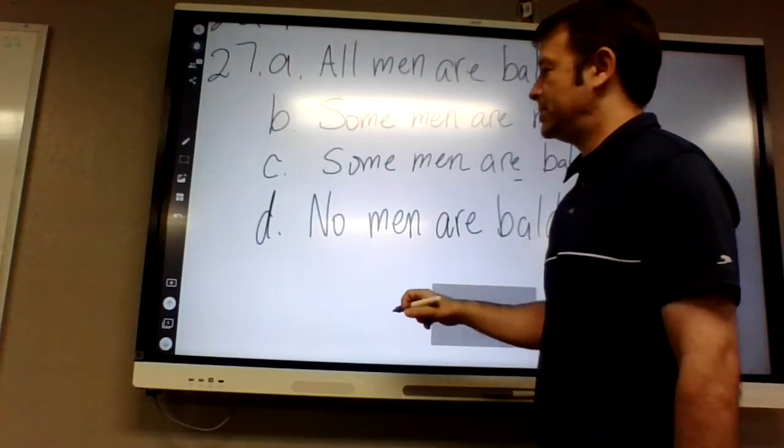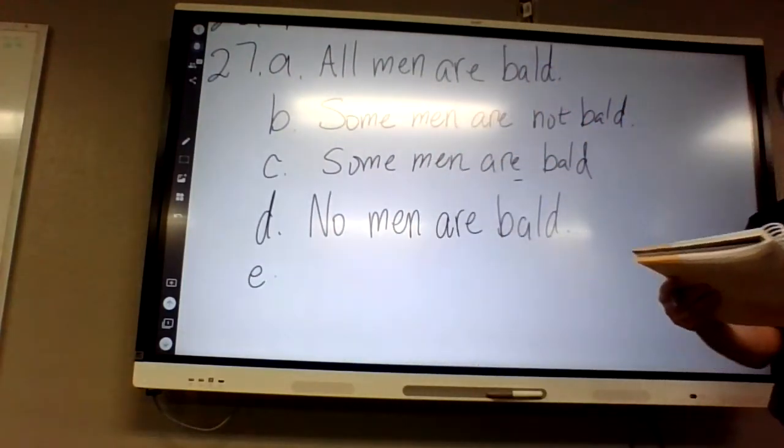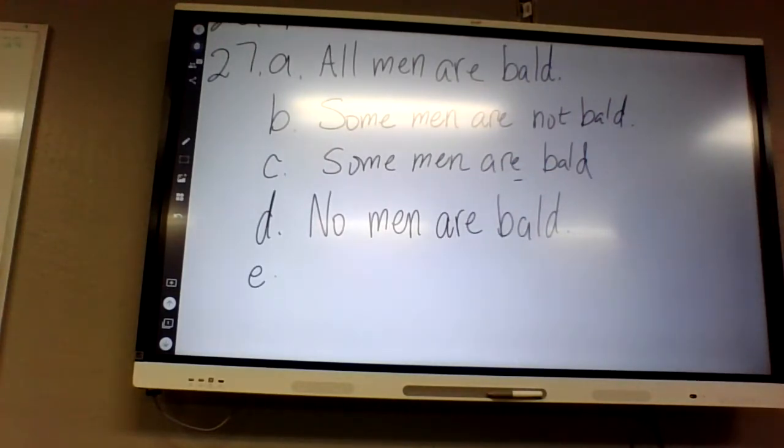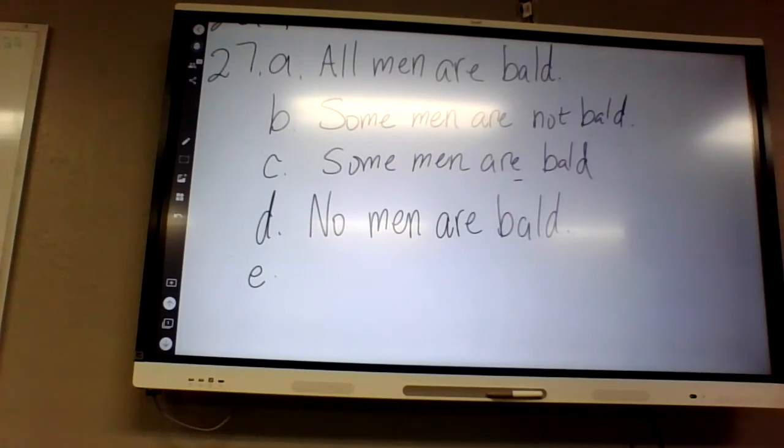Okay, and then there's an E down there. Do you guys see that? I think it says which of those are true. Oh, do we have to write down all these? On A, B, C, and D, which of those are actually true?